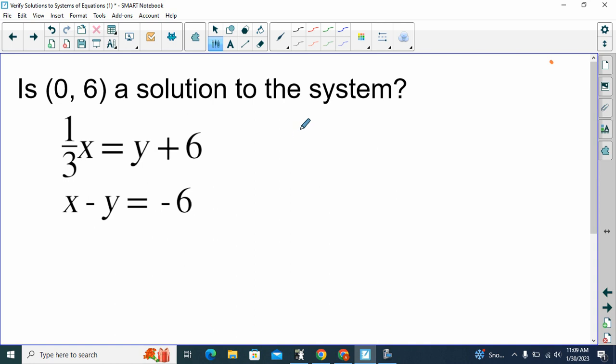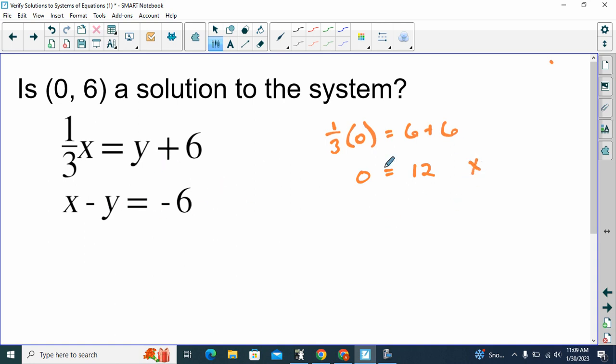One third x equals y plus 6. We're plugging 0 in for x and 6 in for y. 1/3 times 0 is 0. I get 0 equals 12. 0 is not equal to 12. It did not work in the first equation.